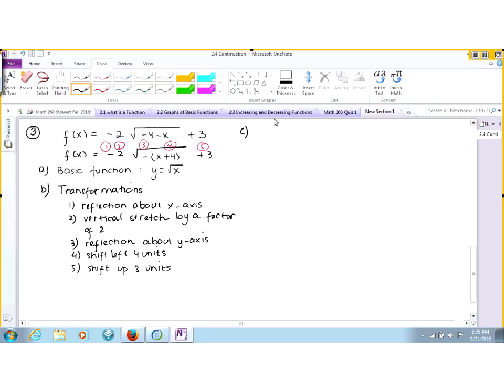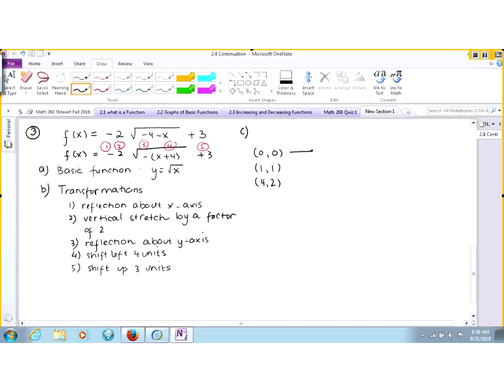Okay, good. So now choose 3 points from the basic graph, from y equals square root of x. What are the 3 points? (0, 0), (1, 1), (4, 2). Square root of 4 is 2. Square root of 0 is 0. Basically, I got these from my basic graph. What is square root of 0? 0. Square root of 1 is 1. Square root of 4 is 2. So this is how I got these numbers. Right? Okay, let me erase this.